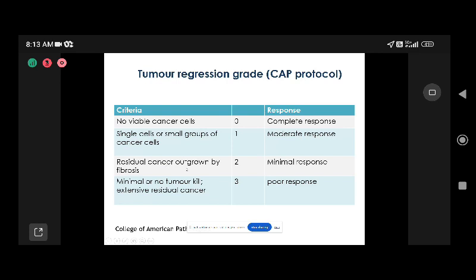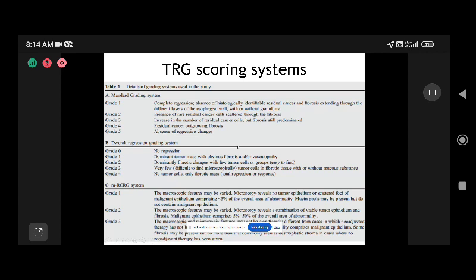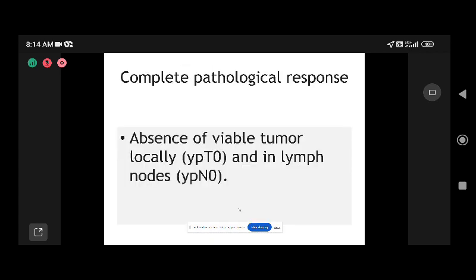If there is a residual cancer which is outgrown by fibrosis, that is TRG grade 2 and a minimal response. If there is no tumor kill, a lot of tumor, extensive residual cancer, that's a poor response, or a TRG3. So these, Ryan, Duarte, and Mandard, are all interchangeable. They look at the same factors, and you can use any of the systems. They have been compared, and they basically look at whether there is a complete response, or whether there is more fibrosis, or whether there is more response, or negligible response.